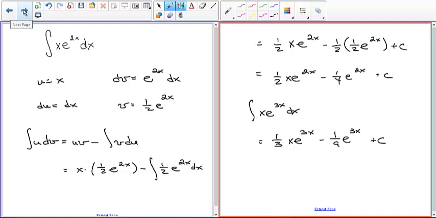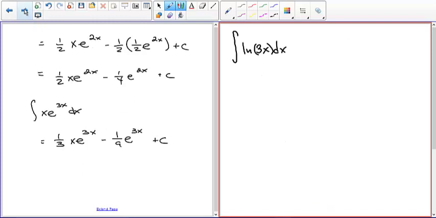Okay, let's find one where you have to do integration by parts twice. We've already done that one. Well, we haven't done this one exactly. Well, let's do this one. Actually, even before we do this, let's think about how we might simplify this problem even before we start.